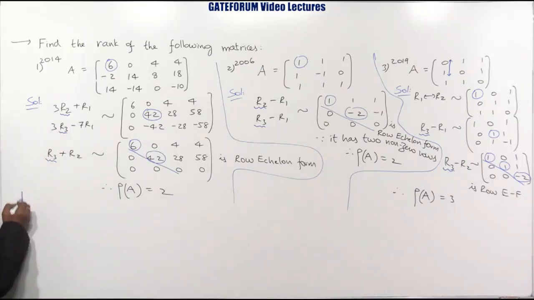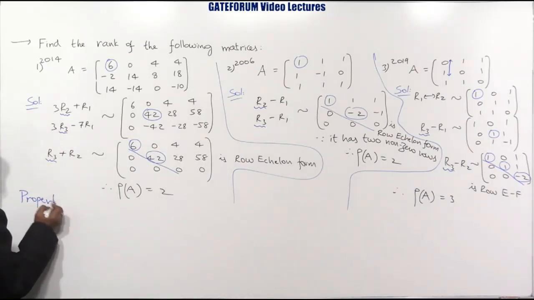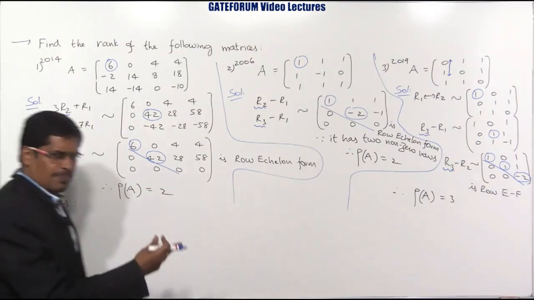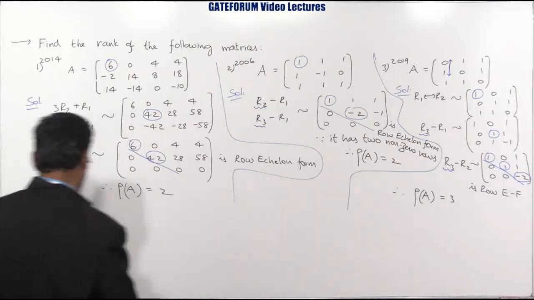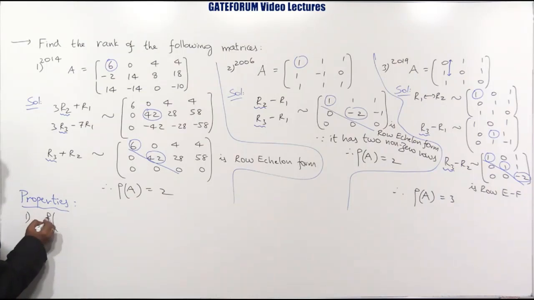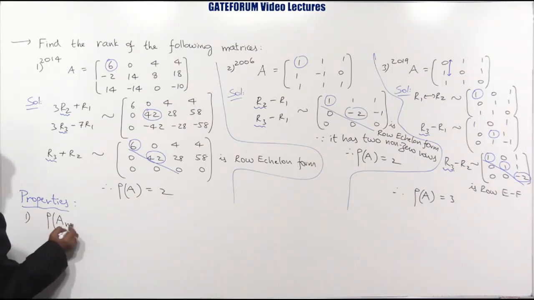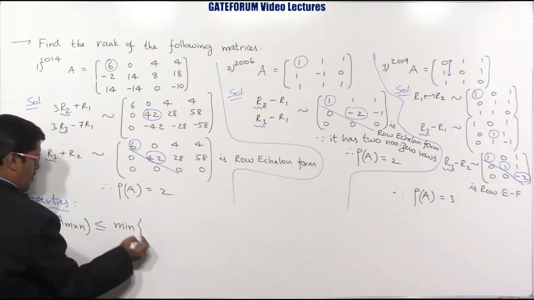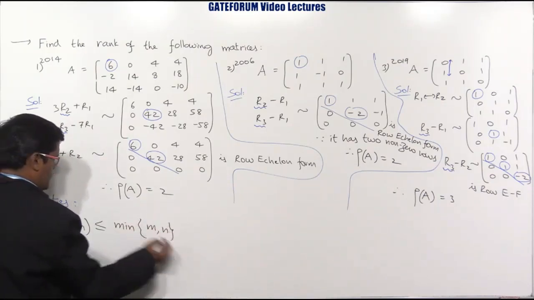Now, based on the above examples, some properties are useful, which apply to other examples also. At a glance, you have to remember which are helpful for 1 mark statement questions or some problems. Number 1. This is about the rank of a matrix: rank of A m cross n is less than or equal to the minimum of m comma n.